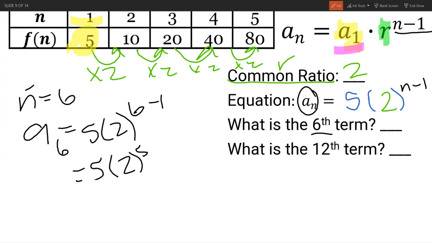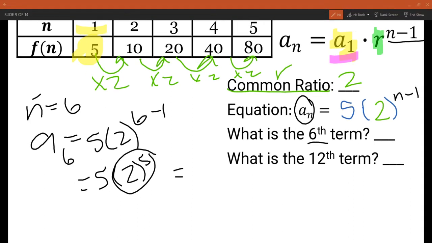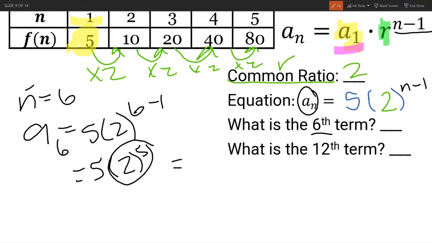When you're using PEMDAS, remember, it's parentheses, exponent. So we're going to do this part here first. If you're curious, you can use any calculator. You can use Desmos or just this calculator right here. And you're going to type in 2 to the fifth power, and you're going to use this button right here. And it tells you that it's going to be 32.